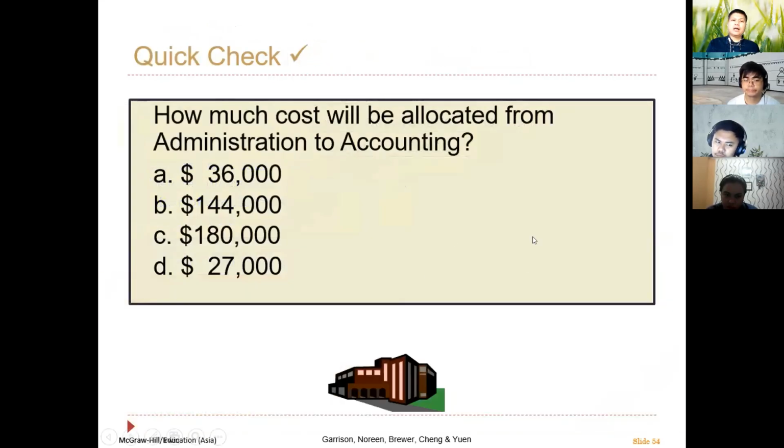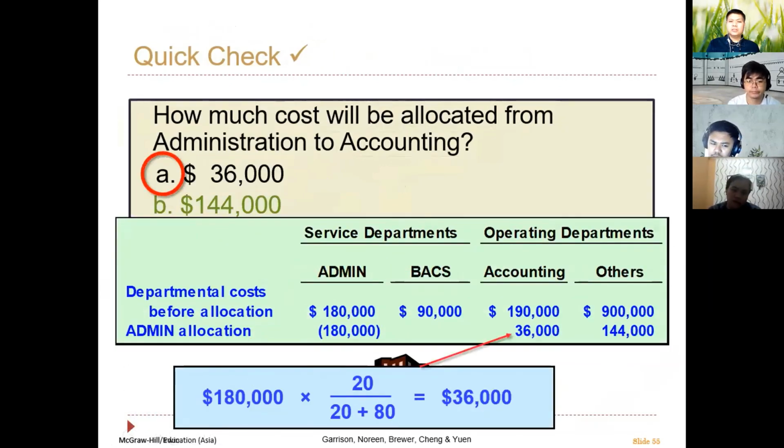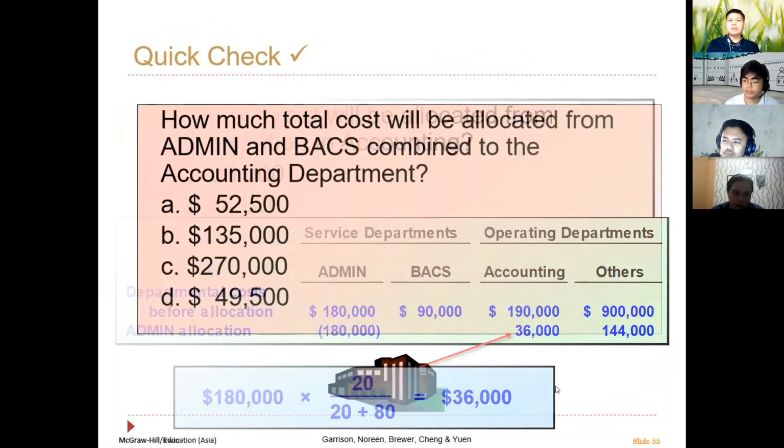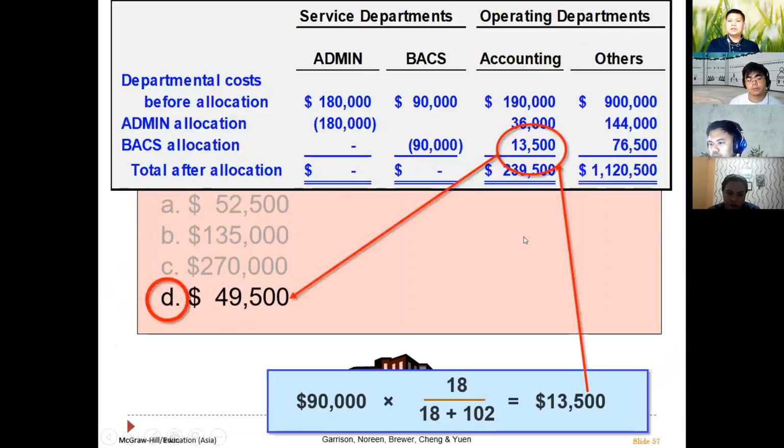So how much cost will be allocated from administration to accounting? It is 20 over 100 times 180. Next question: how much total cost will be allocated from admin and BACS combined to the accounting department? Here it is, completing the 13.5 with 18 over 120. That's under the direct method approach, not the step-down.